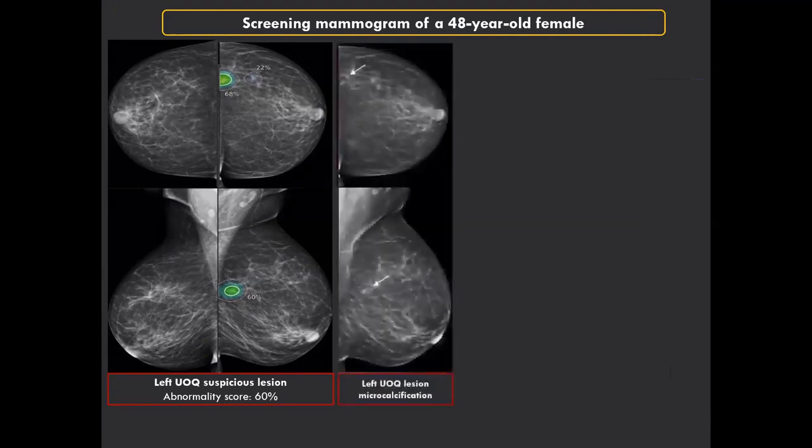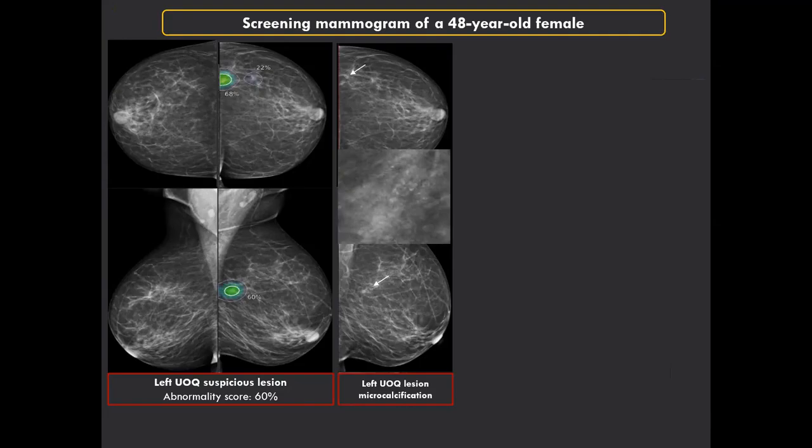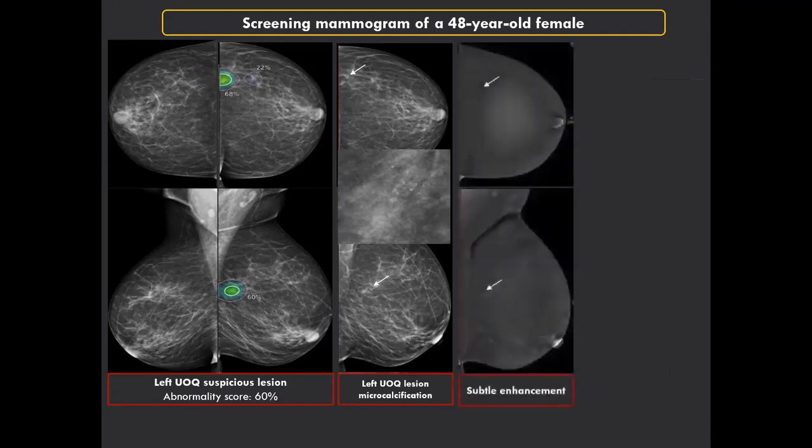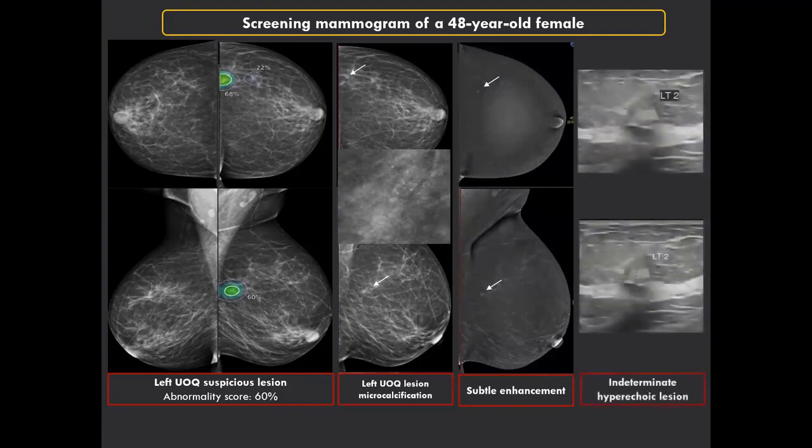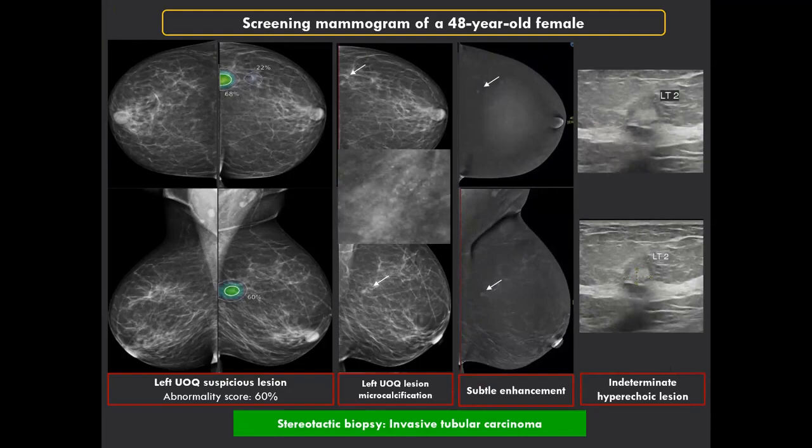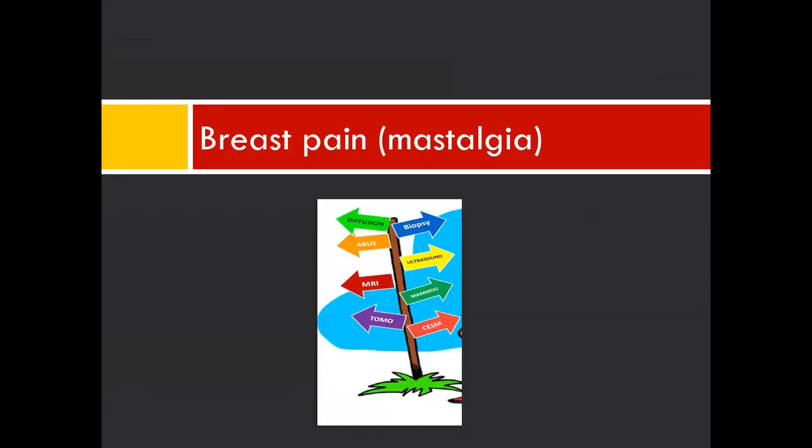And going back, we saw this very tiny nodule seen in the left upper outer quadrant. When we magnified the image, there were very subtle, faint microcalcifications associated with this nodule. This was her contrast mammogram, and again, there was very subtle enhancement of this nodule, and this was the complementary ultrasound, which showed an underlying indeterminate hyperechoic lesion. Biopsy was taken, and this was an invasive tubular carcinoma.